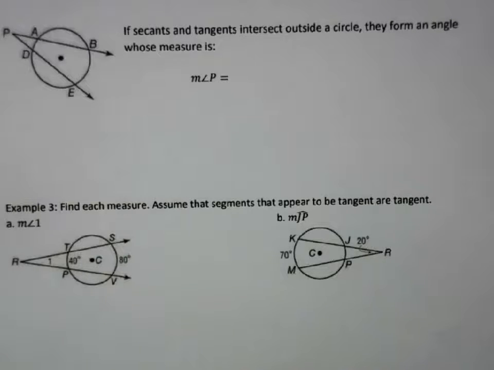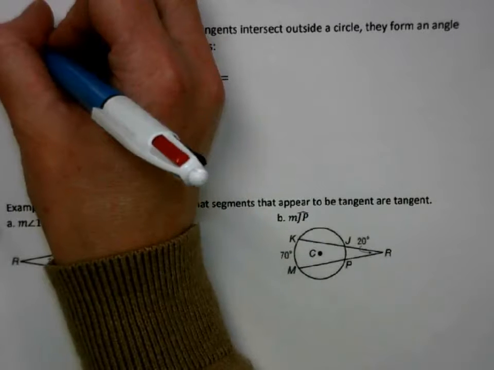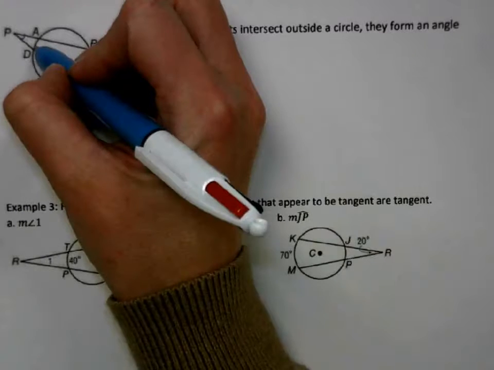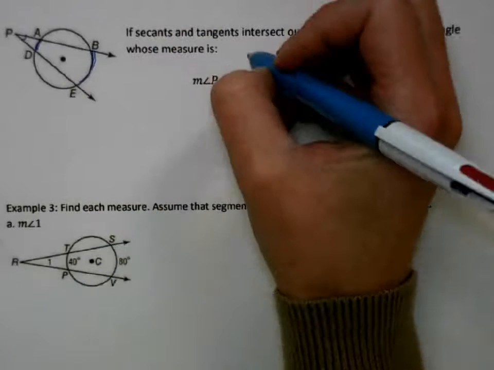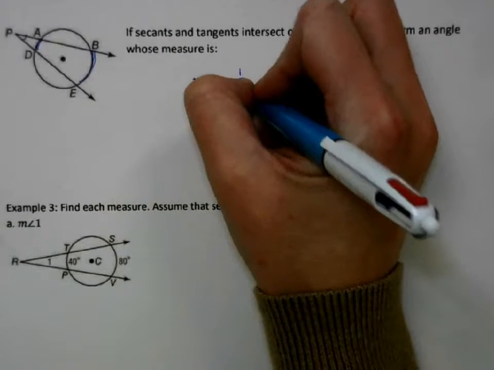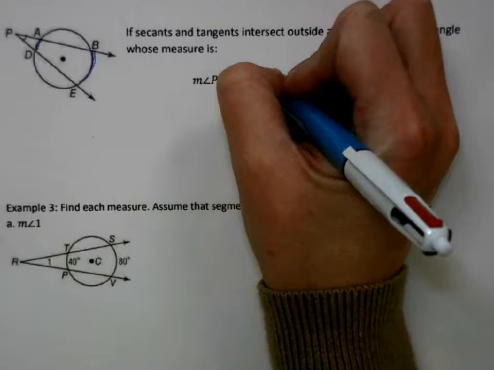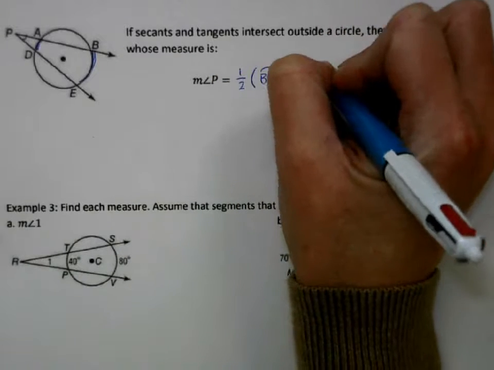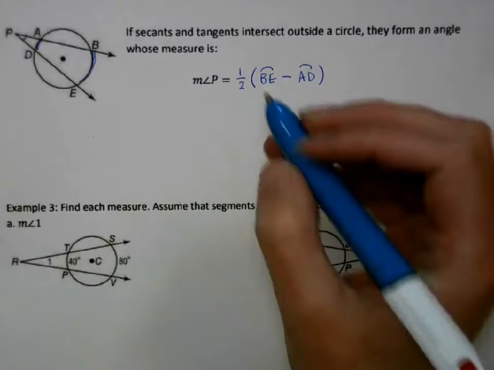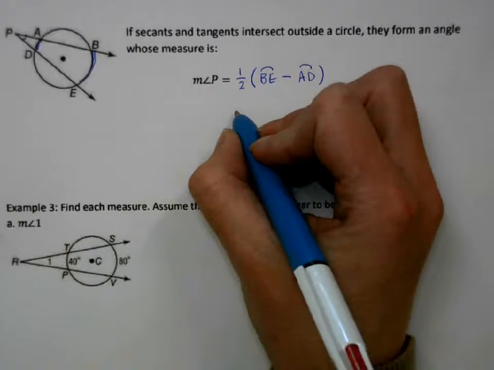The last case is if two secants intersect outside of the circle, then they form a measure. So we're looking at this angle here, P. It's going to be related to both this arc and this arc. The calculation is going to be 1/2 arc BE minus arc AD. So it's going to be the outside arc minus the inside arc.